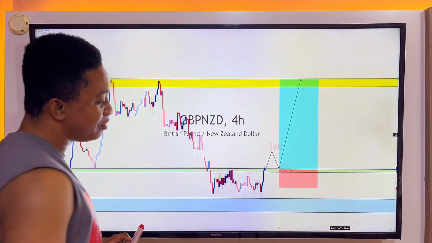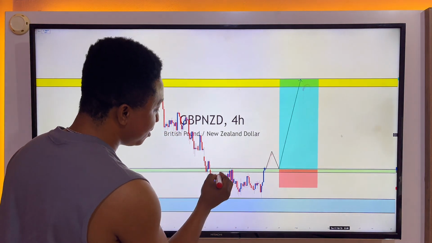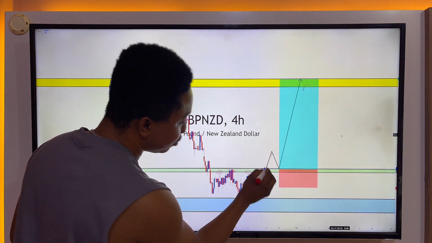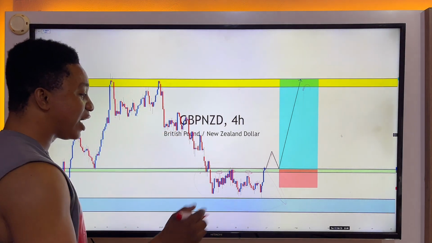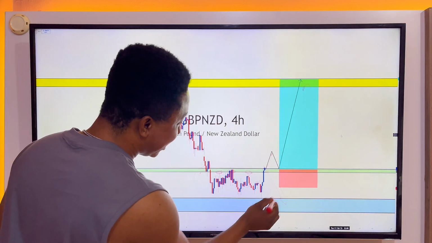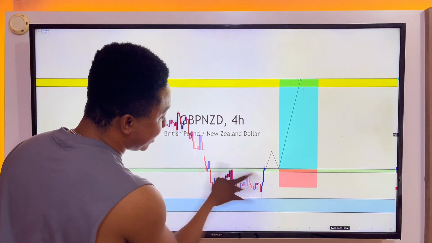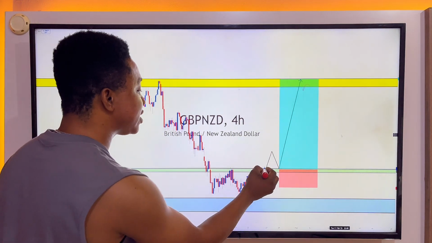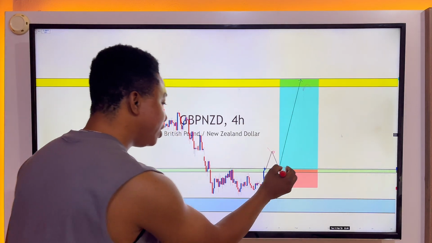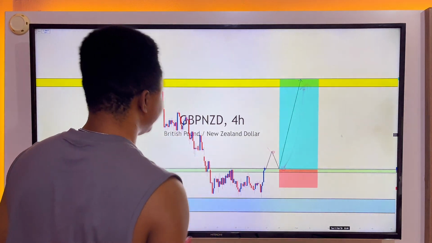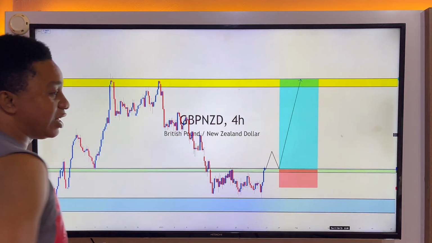What will make this setup invalid? Now this setup will become invalid when price does not break up but sees sell pressure from this resistance to drop down, since this is a range or a consolidation. It's very likely that price may see sell pressure here and then drop down, which will make this setup invalid. But if price does manage to break above this resistance to give us a higher high and a higher low, then this should become valid for entry. We buy from here all the way to the upside also. So that's it also for GBPNZD. Let's move to the next pair on the list as well.